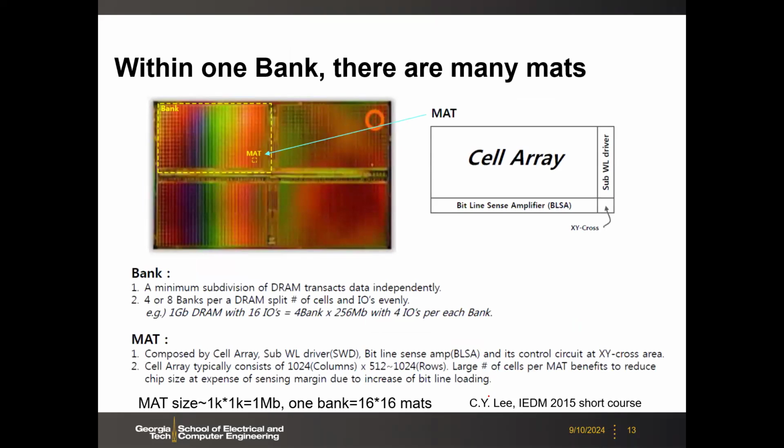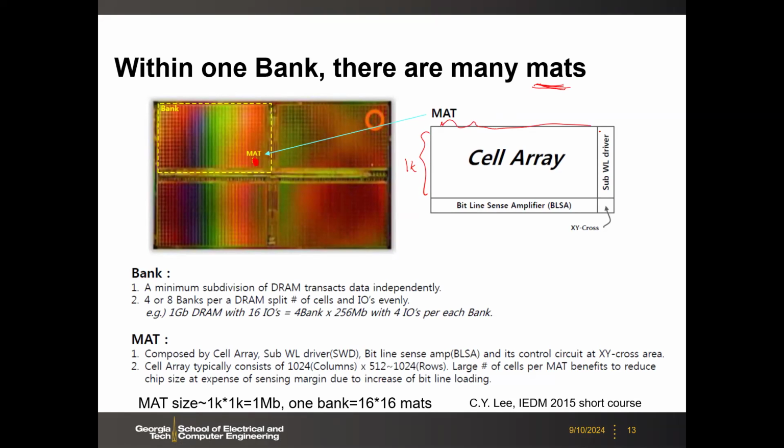Okay, because the bank is very large, in practice we may have further breakdown. So in one bank, there are many mats, basically smaller subarrays. In this example, this mat is like 1 unit of those rows and columns. And if you look at this, it is a real DRAM chip image. One mat is only this large, okay? And then here you may have 1K by 1K.